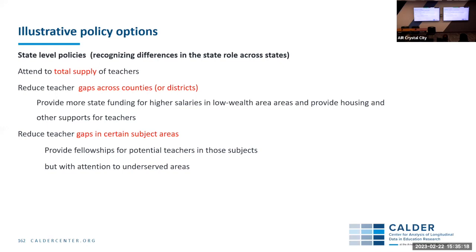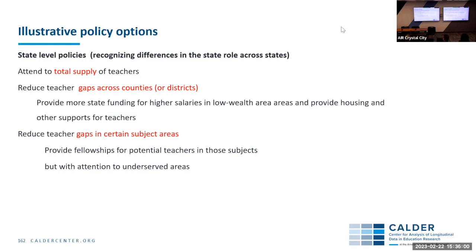So state level. Now, the state level options are going to vary a bit across states, depending on the role of the state. In North Carolina, the state plays a pretty big role in education. 60% of the funding comes from the state, and the state has a statewide salary schedule, but one that the local districts can supplement with their own taxes. So we do have variation in salaries. As you think about this, the policy options might differ a little bit from state to state, but in all cases, state government is going to need to pay attention to the total supply of teachers.